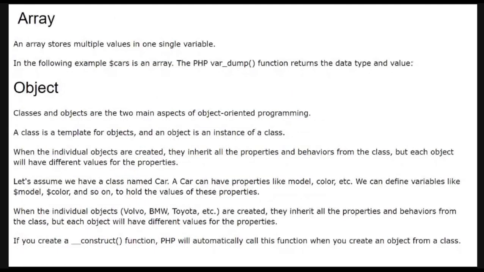Next, array. So what is an array? An array is nothing but a variable that can hold more than one value at a time. Array means multiple values in one variable. Suppose in the following example, $cars is an array. The PHP var_dump function returns the data type and value. So an array is a variable that can hold more than one value at a time.